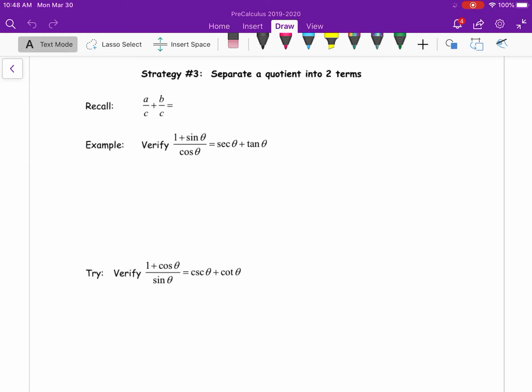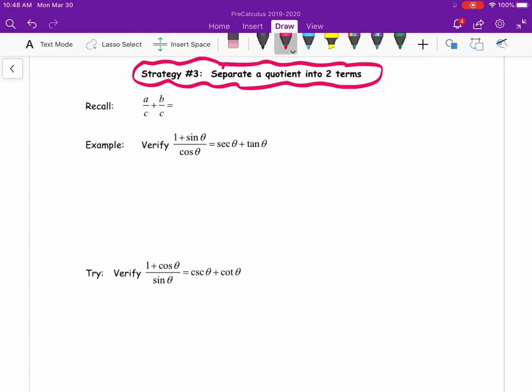I wanted to continue on with these notes that we started in our last class, our last virtual class. This is our strategy number 3 that we want to look at, and it's basically just getting common denominators of things or looking at things in terms of a common denominator.